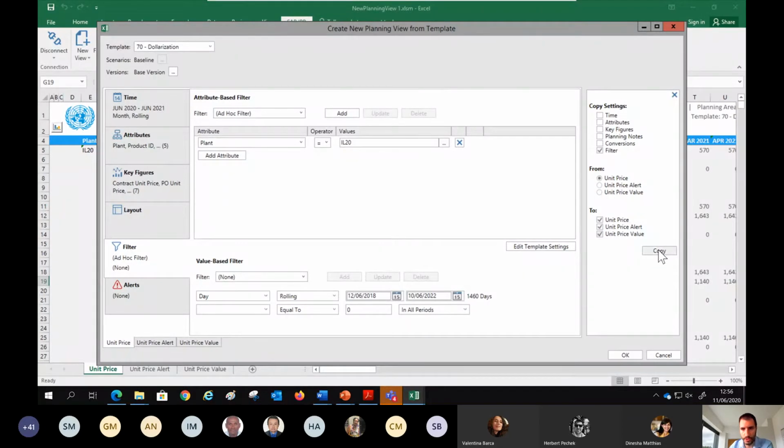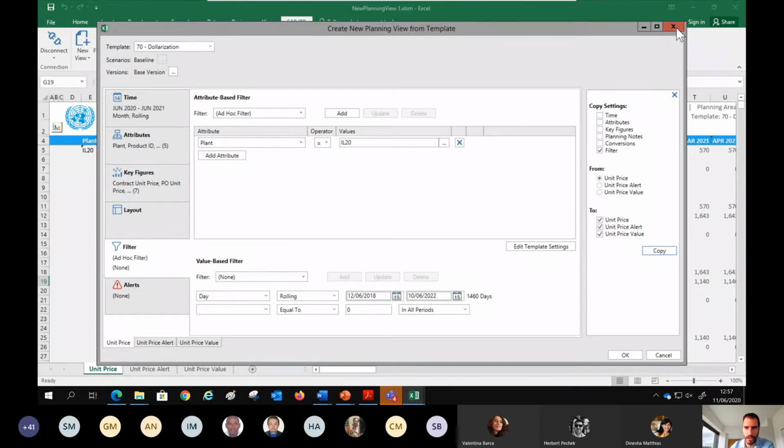It's very important that you do this because otherwise the system is going to try to download all the product IDs with all the prices for all the plans, and it's a massive amount of data, and that will make the template load very slow, so you will have some time to wait there. So remember to do this: filter before opening unit price, or before opening the dollarization template.